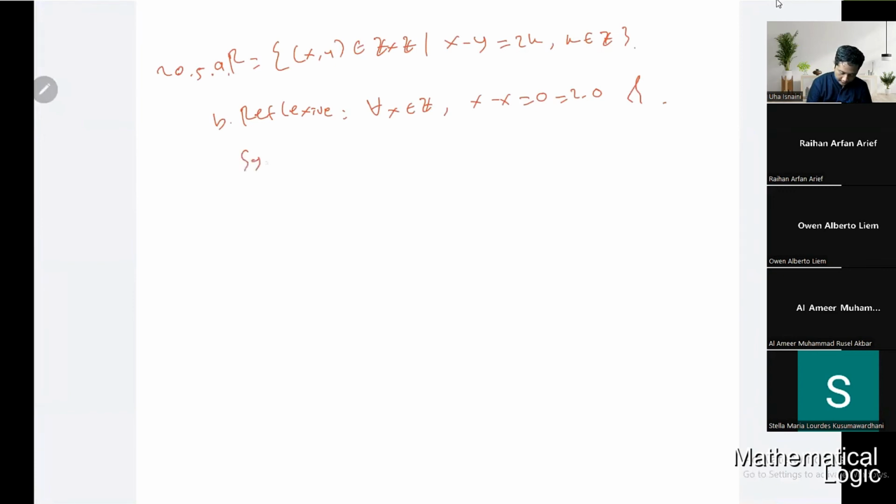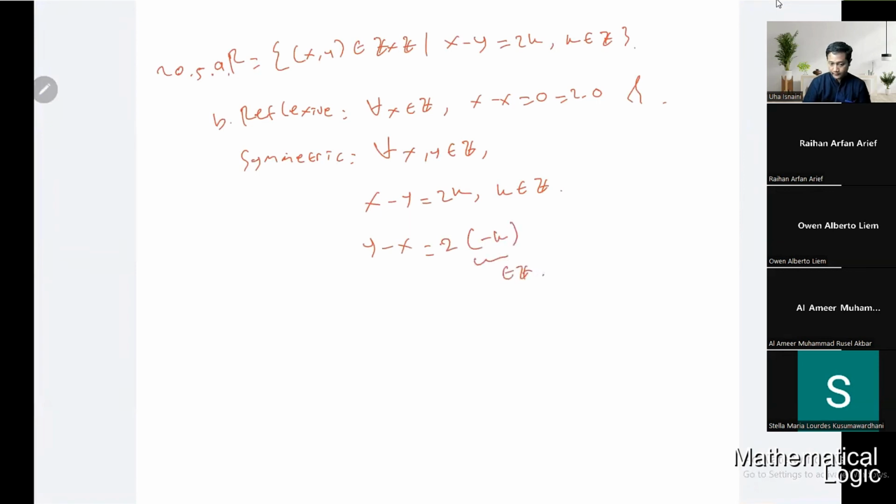And then how about the symmetric? Is it correct? For every x and y in Z, when x minus y is 2 times something, where something is in Z, so 2 times an integer here, what happens with y minus x? It is minus 2k. Minus 2k, we can say 2 times minus k, right? And this one is in Z also, right? So yes, of course, it is symmetric.